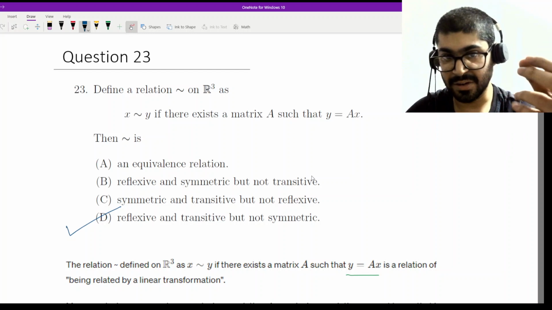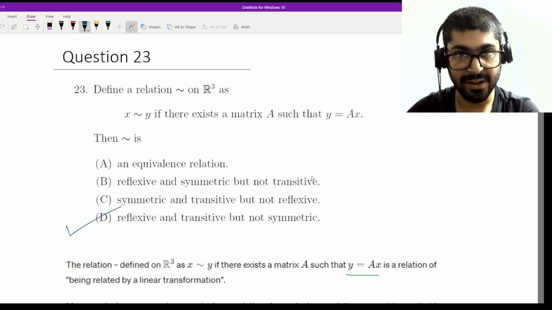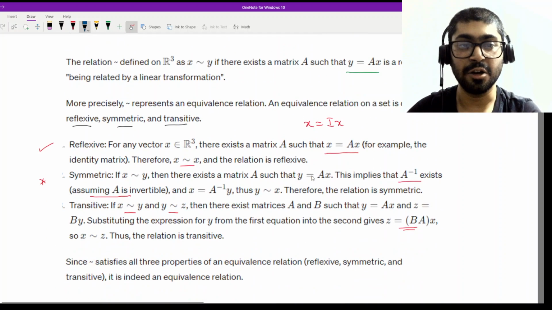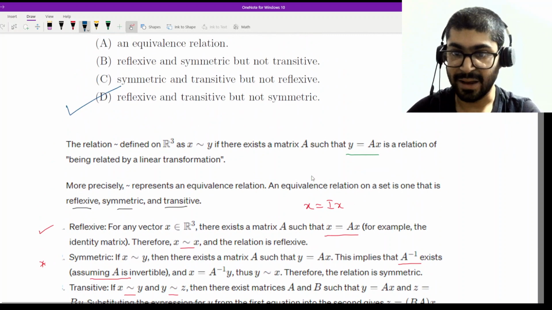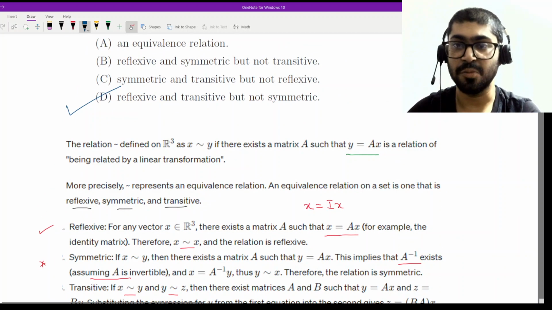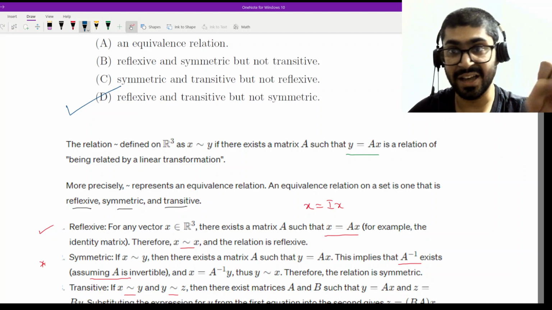Here there is no information on A or the invertibility of A. So we cannot conclude symmetricity for guarantee. And if we cannot conclude that, it's always better to mark option D, because equivalence is a very strong relation. All three have to be there together.